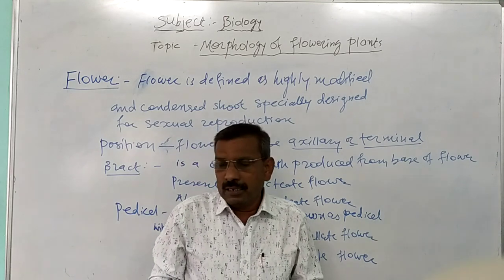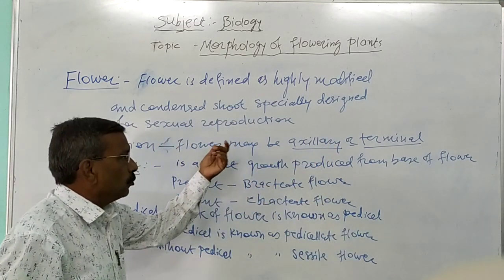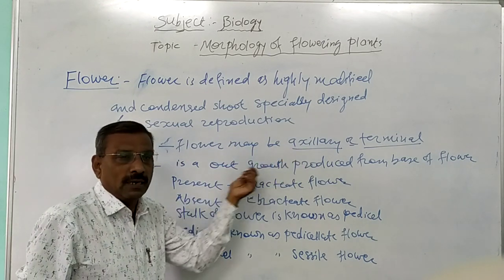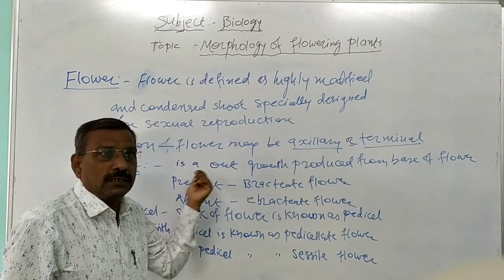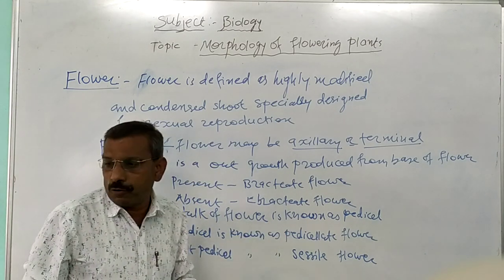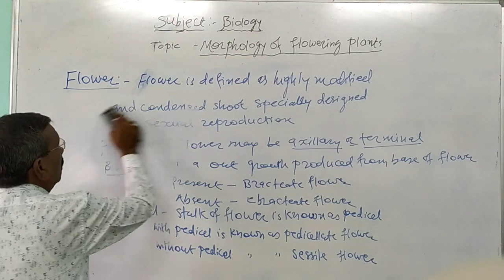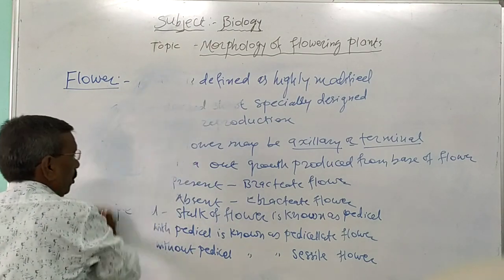Then this is about the terminology used for flowers: the position, whether a bract is present or absent, and whether a pedicel is present or absent. This we have studied about the flower. Now, next we are going to study the actual morphology of a flower.